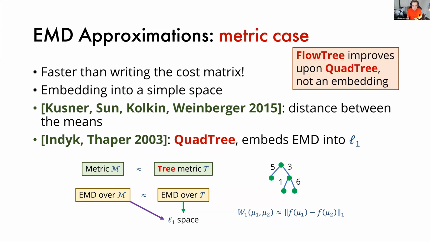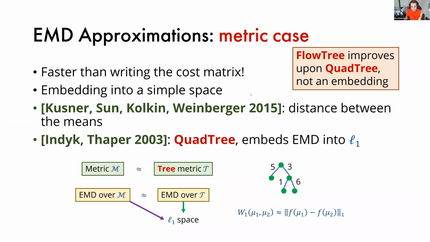Okay, so now let me be slightly more specific. First of all, let me say that our main result is actually an improvement upon this QuadTree construction that Indyk and Thaper introduced in 2003. We call it FlowTree. Not sure it's a very good name, but it's stuck, so it is what it is. The trade-off we're obtaining is that it's much more accurate than QuadTree, but at the same time, it's not an embedding into L1 anymore. But it's still faster than flow computation. So it's a little bit complicated trade-off, but we will see later that it gives us some net benefits.